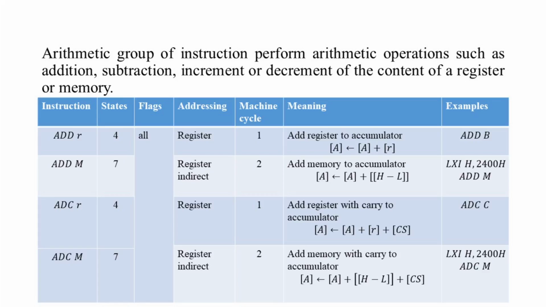When we execute this instruction, here we add the content of the register with the accumulator and carry, and the result is stored in the accumulator. Example, ADC C. When we execute ADC C, the accumulator content, that is A, plus C plus CS, and the result is in A.